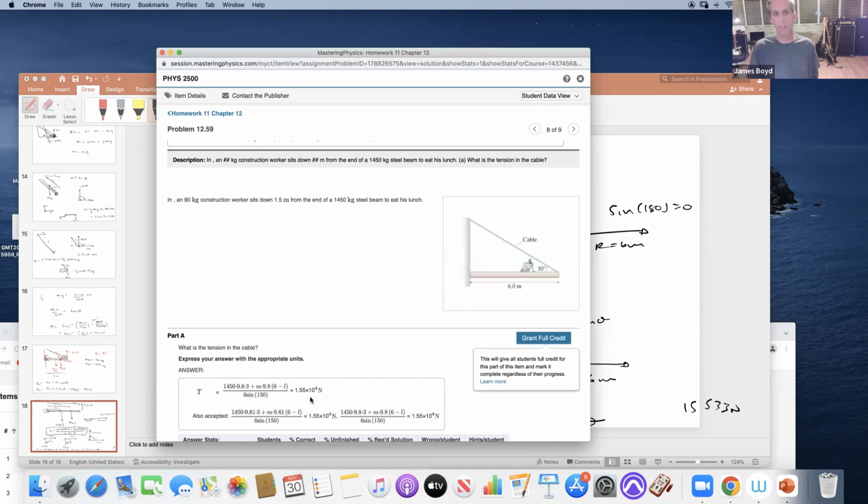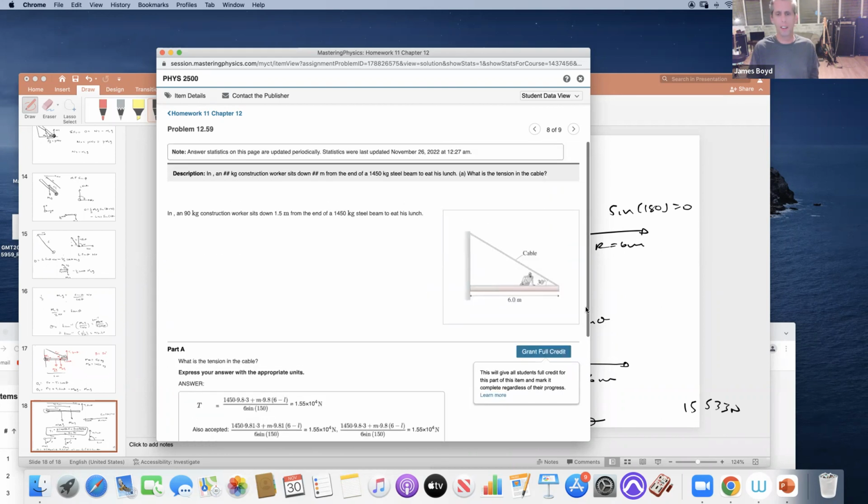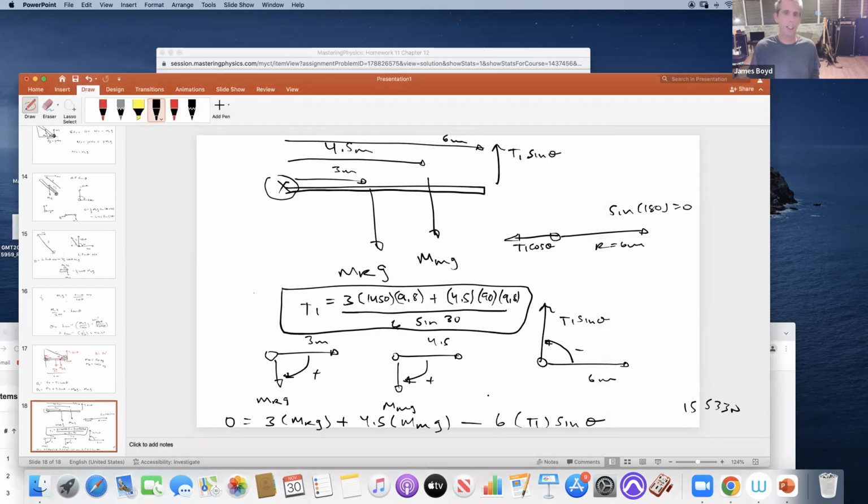Their L is 1.5. So this ends up being 4.5. But, and they took this to be 150. I don't know why they're doing that either. They took the other angle, or they took some other weird angle. Yeah, I don't know what angle they took. That's really odd. They used this angle. Okay. I don't know why they did that, but this is the correct answer.